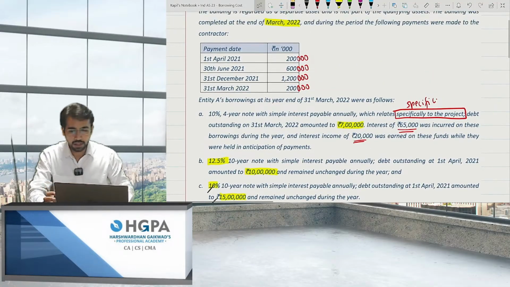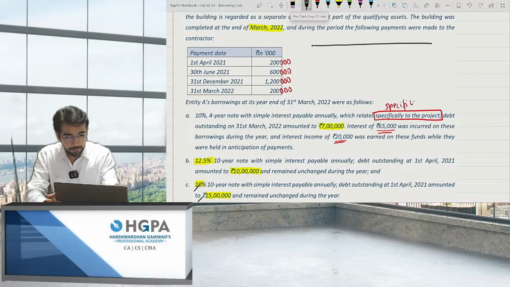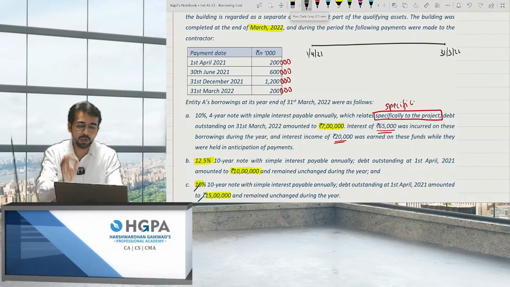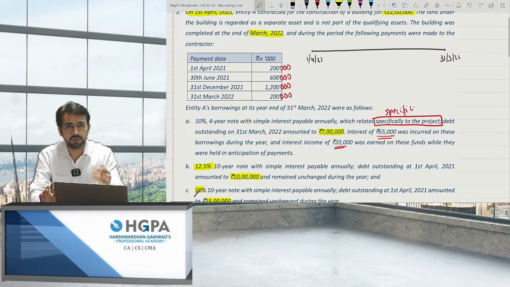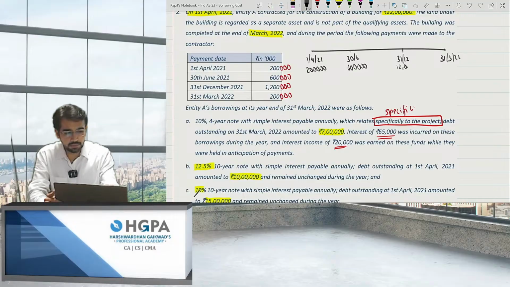Okay, now comes the point where you have to make a number line. Very important case. 1/4/2021 till 31st March 2022. Just plot the amount on which the expenditure was made. So over here it was 2 lakh. On 30 June you spent rupees 6 lakh. On 31st December you spent rupees 12 lakhs. And on the last date you spent rupees 2 lakh.